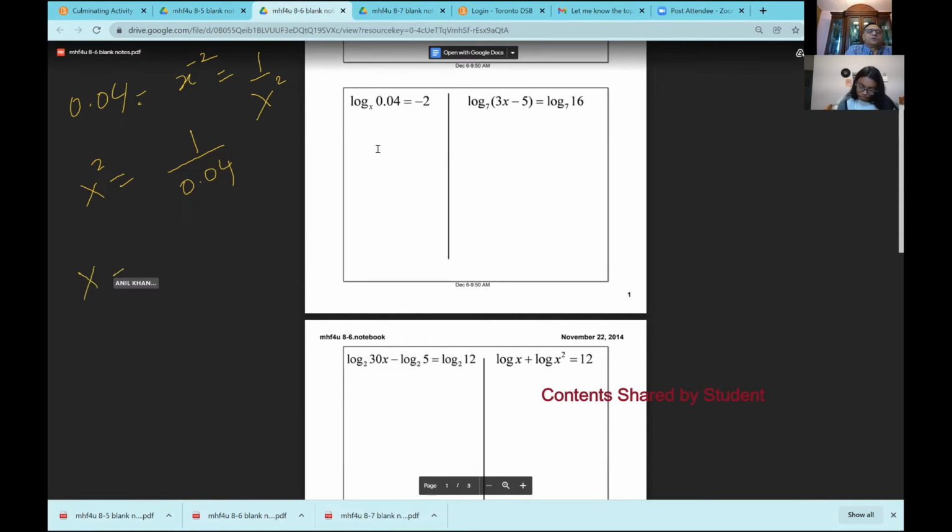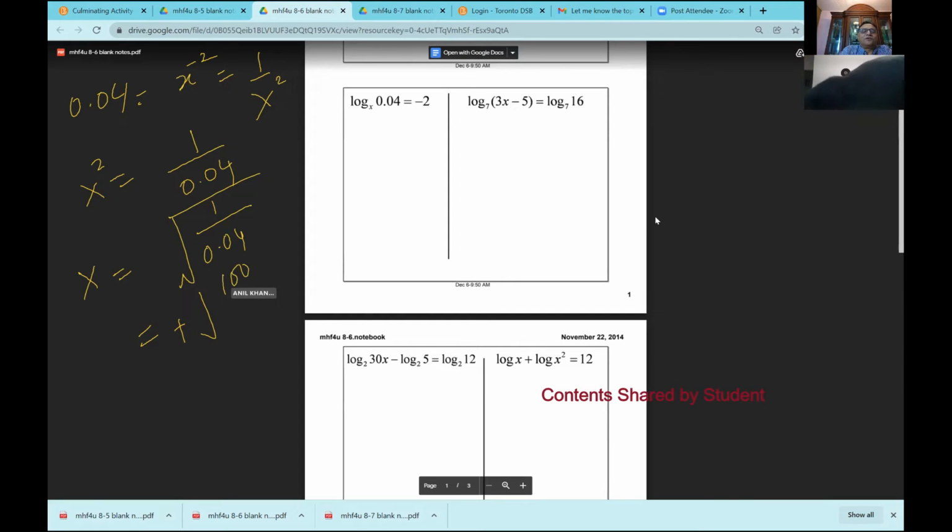x is equal to the square root of 1 over 0.04. Can you figure out how much it is? And we know x value is positive, and therefore it has to be only the positive answer. Correct. Tell me what you get. 25. Yeah, because this is like the square root of, you have to do 100 over 4, right? 100 over 4 is 25, which is 5, correct? So you get 5 as your answer, correct? Yeah.